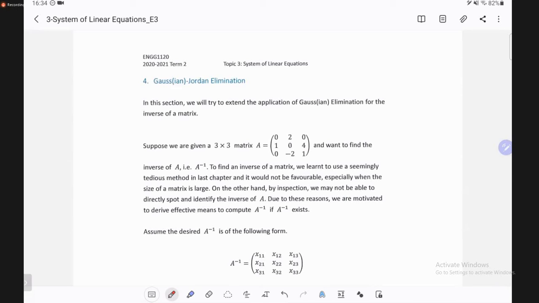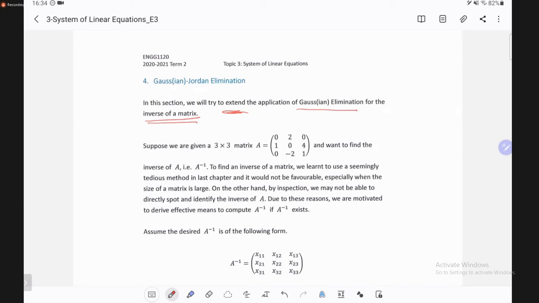So in this section, section 4, we are going to extend the application of Gaussian elimination. In particular, we would like to use Gaussian elimination or Gauss-Jordan elimination to find out the inverse of a matrix. Of course, you will see why. I will tell you what the motivation is, why we should equip this kind of technique on our own in order to find out the inverse. So stay tuned for this.